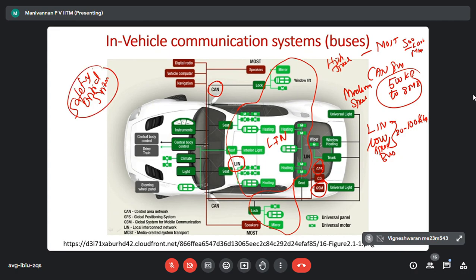So they are all connected by CAN bus, which is a medium speed. Medium speed is 500 kilobits to 1 megabit or 8 megabits. The original CAN was 500 kilobits, the latest CAN is 8 megabits. Correct? 16 times faster. Okay? LIN bus is slow speed. And infotainment, here safety is not important, but the data is huge. Video data is huge. Music data is huge. So you need a high speed bus. These are connected by this.